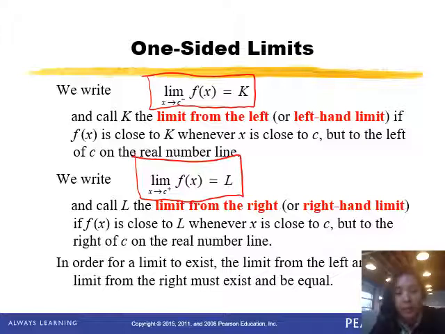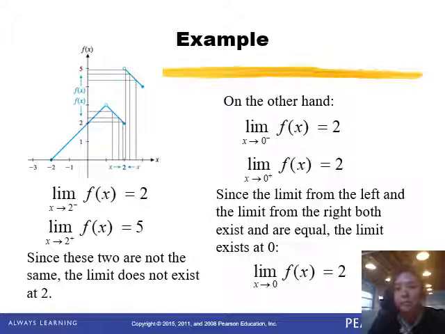But in order for a limit to exist, the limit from the left and the limit from the right must exist, and they must be equal. So it's important to understand these definitions. They're going to help us in the long run.